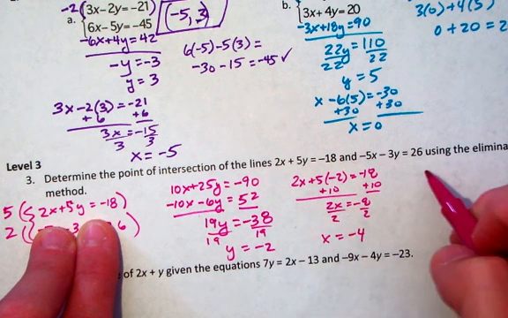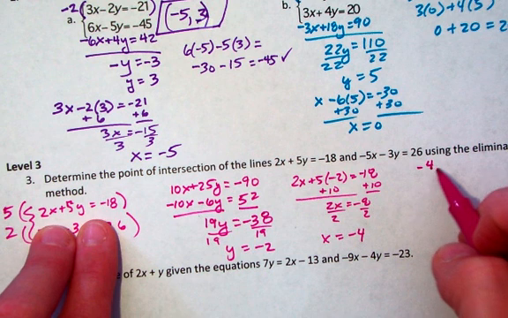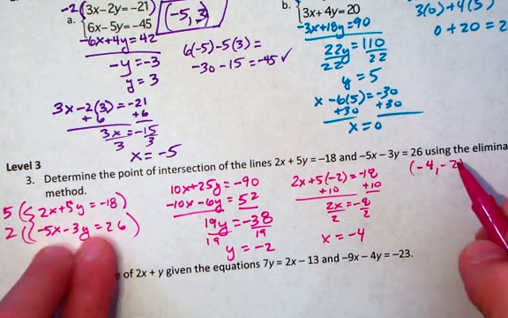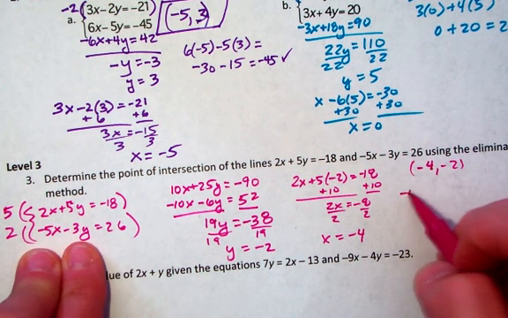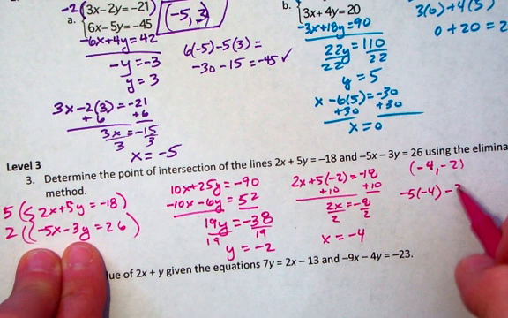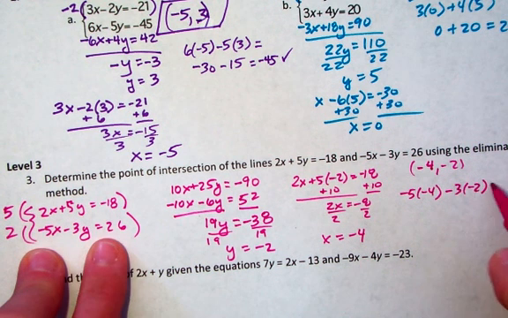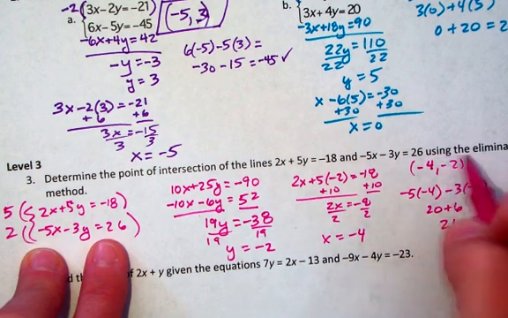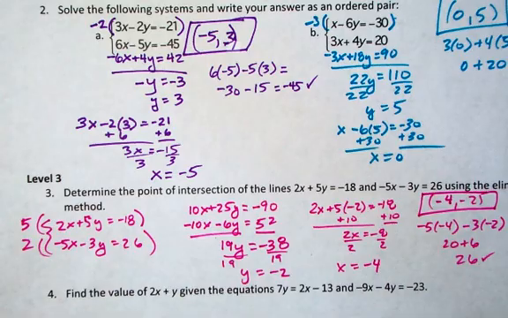So now I'm going to check negative 4, negative 2 using the next equation. So I have negative 5 times negative 4 minus 3 times negative 2. And then this is a positive 20. And this is a positive 6. That equals 26. That works. And sure enough, this is our solution.